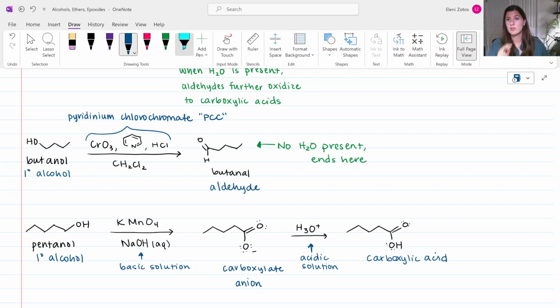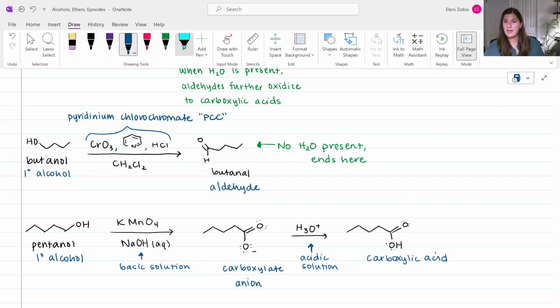So this has to occur in 2 different steps, because we need basic solution for the first step and we need acidic solution for the second step. If we were to add the acid and base together, they would react with each other and not produce the products that we are hoping for. Okay, so those are all of the oxidizing agents that we'll discuss.